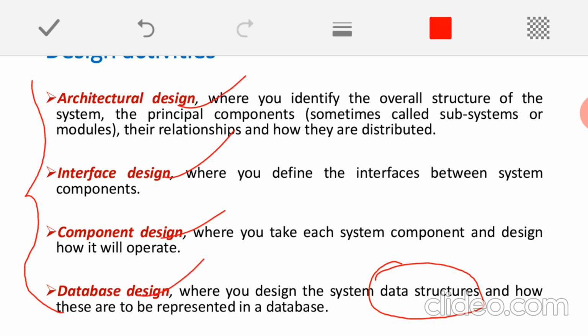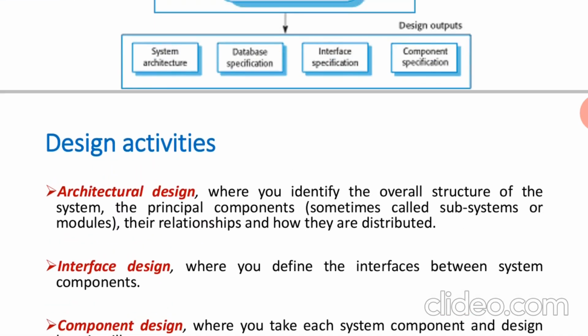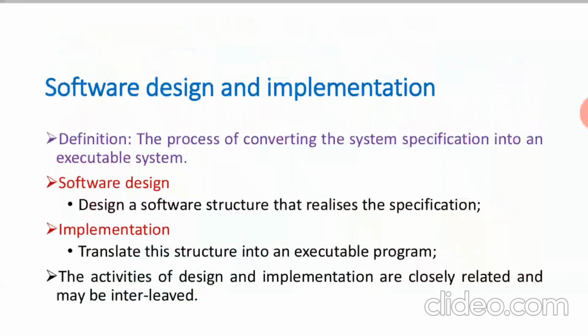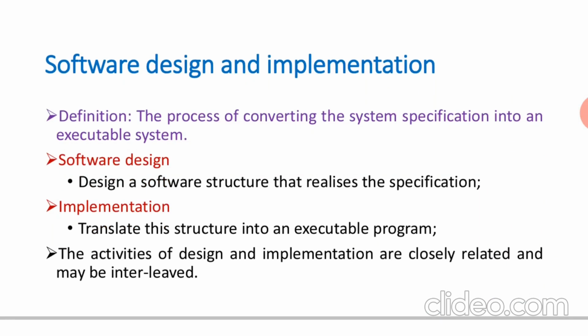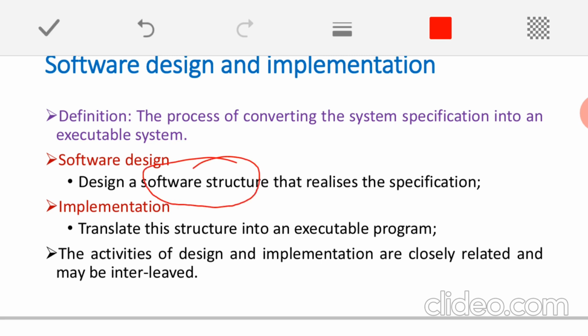Once this design part is completed, we will be going for the implementation. Why? Because in this particular second stage, we are going to mix up both design and implementation. Once my design is defined in terms of the software structure, we are going to translate this structure into an executable program. So my design will be converted into the coding. Coding is nothing but a program. So here we are going to write the program for the software.